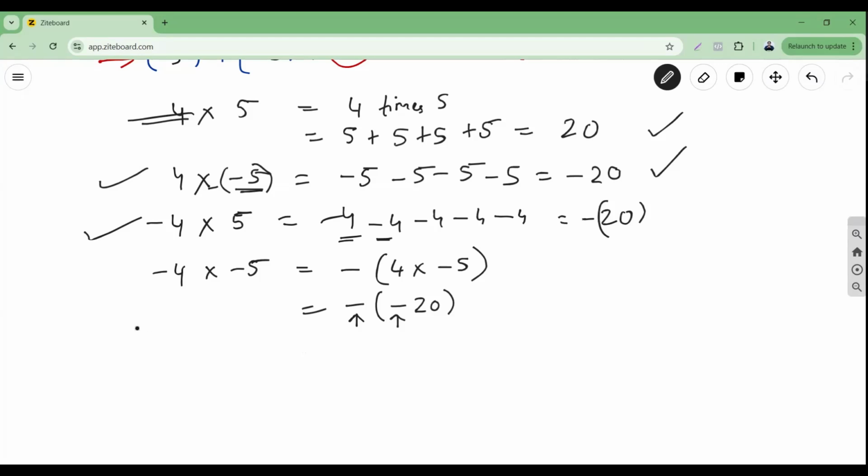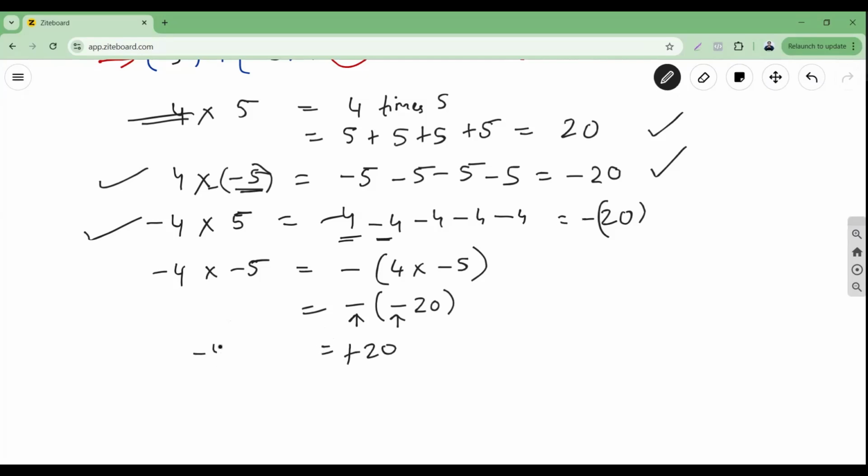Means what? The -20 was on the left side of the number line, correct? Now, I'm going to reverse it completely. It's going to come to this side. So it's going to become +20. That's the visualization, that's the understanding that you have. So the answer is +20.